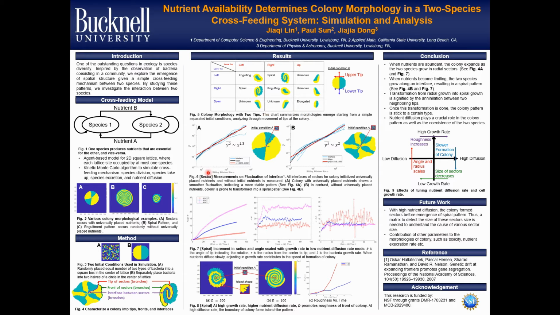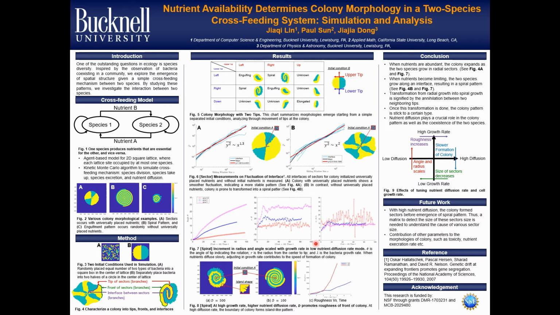To explain why other patterns are not stable, we universally place nutrients in the lattice, and we observe radially growing sector-like patterns, as shown in Figure 6. This pattern has a lower interface fluctuation than colonies solely relying on cross-feeding. We use a sliding window matrix to quantify fluctuation, showing the importance of nutrient availability in this model.